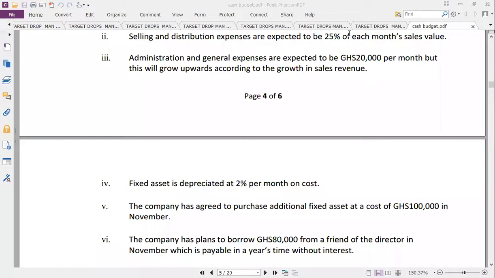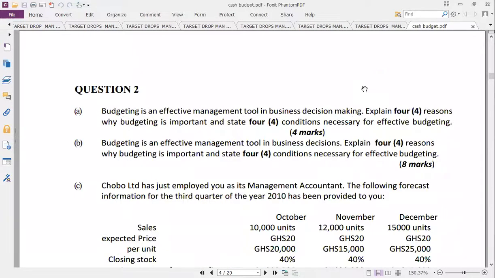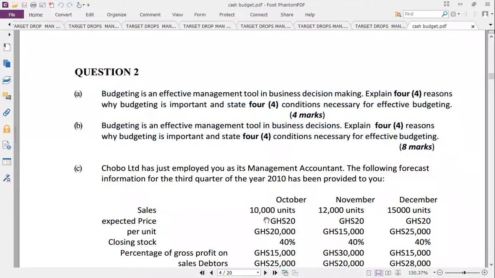The question that we are going to use will be question 2 from the handouts. That is Chobo Limited. For question two, I will leave the theory section for you and go straight to the calculation. So now let's see the question. Let's go straight to the requirement.